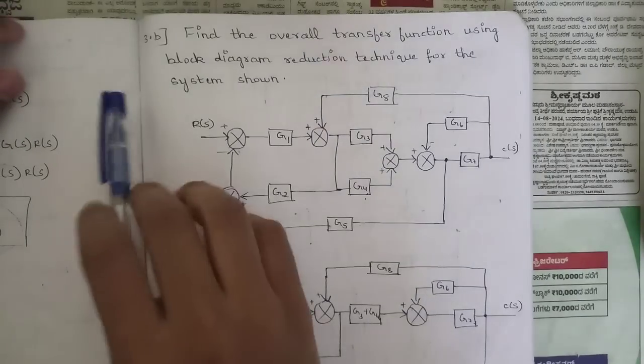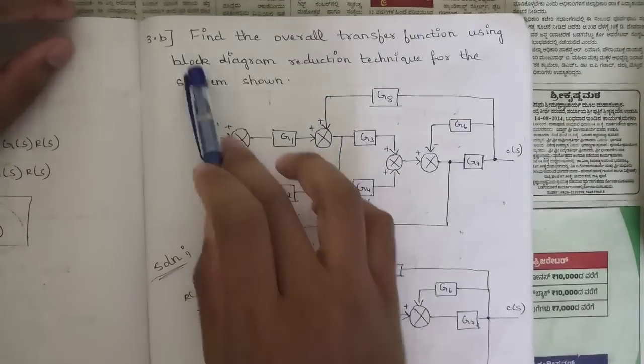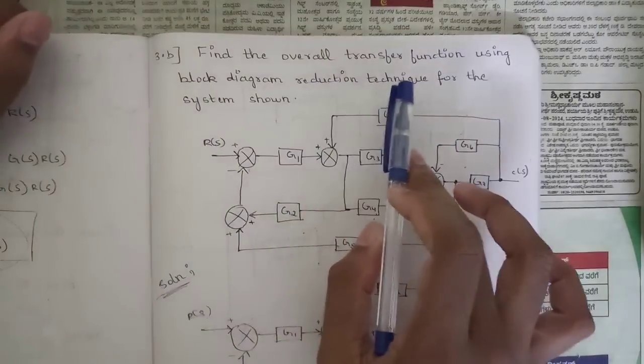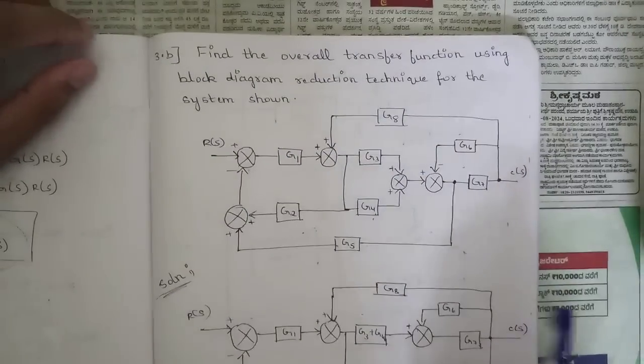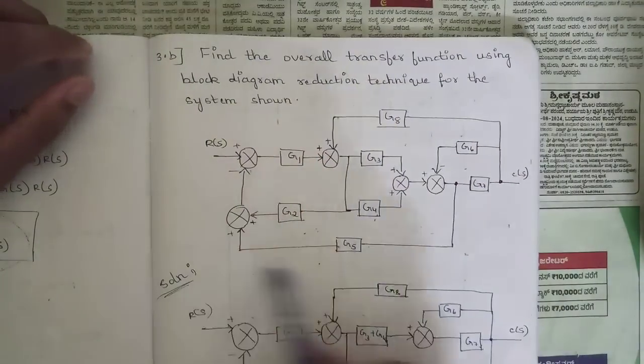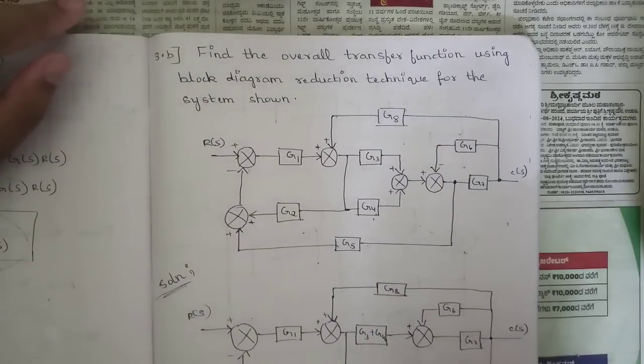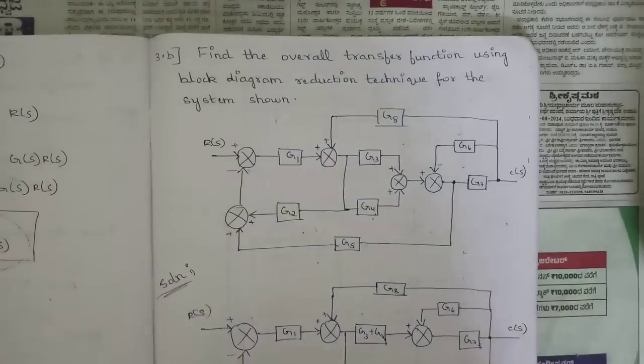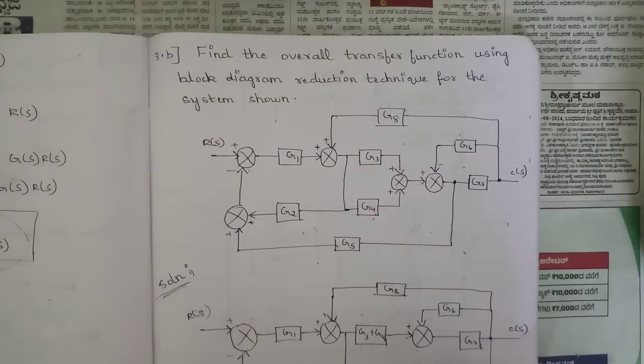So this is the next question, 3b. The question is, find the overall transfer function using the block diagram reduction technique for the system shown. Okay, so here you can see that this is one complex block diagram network. Yeah, this is a very tough block diagram. If you see it once, you cannot understand what steps and how to do it.